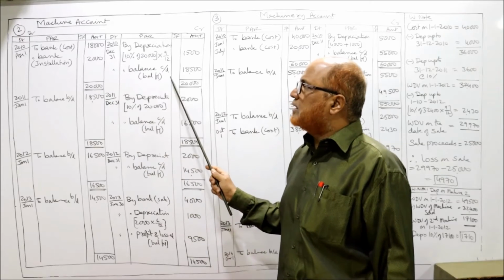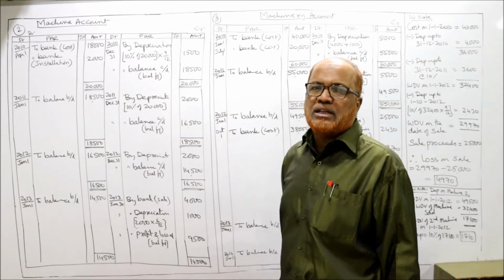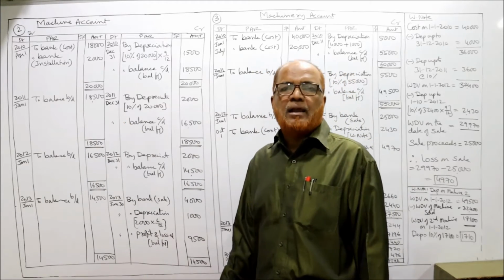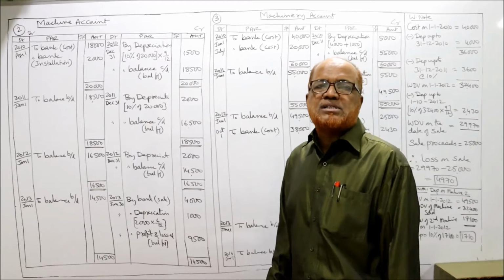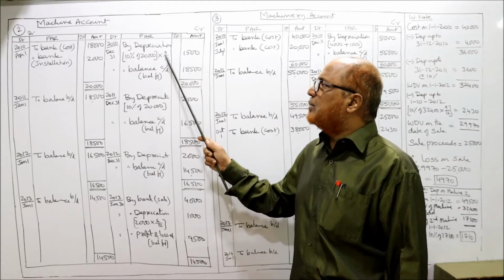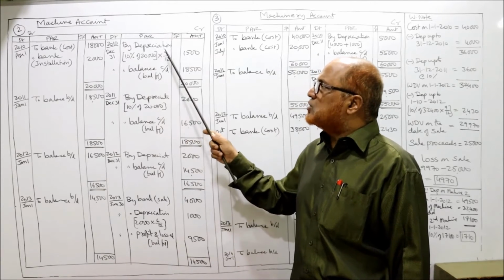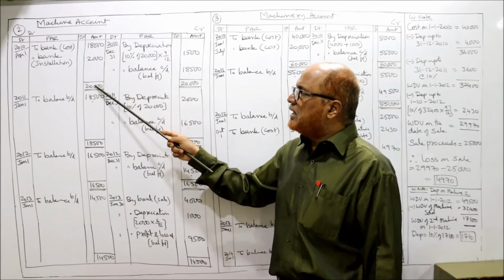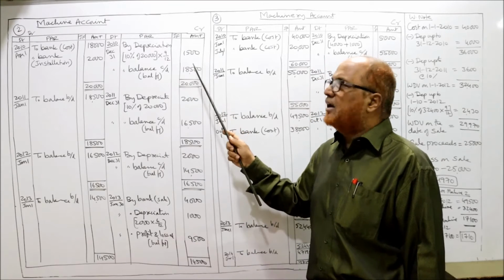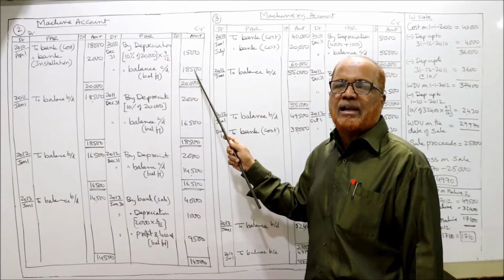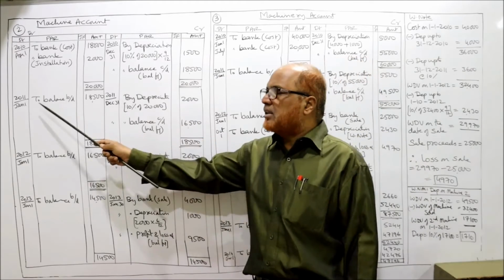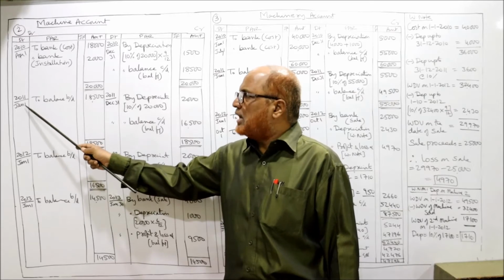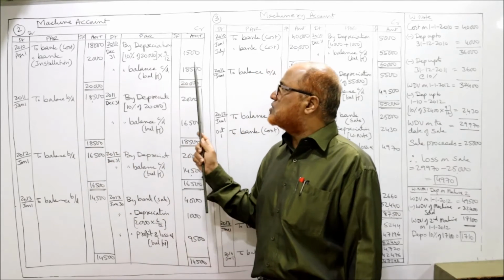Now depreciation will be provided. By depreciation 10% of 20,000, but only for 9 months because the machine was purchased on 1st April and accounts are closed on 31st December. So 9 months depreciation. So 10% of 20,000 into 9 by 12, 1,500 rupees is the depreciation. Now take the total, 20,000. 20,000 minus 1,500, 18,500 is the closing value. First year completed. Now we are in the second year. 2011 January 1st, to balance brought down 18,500.